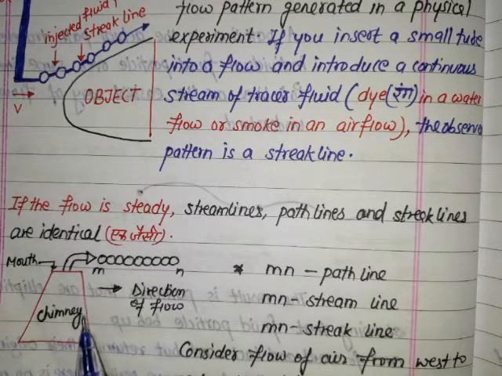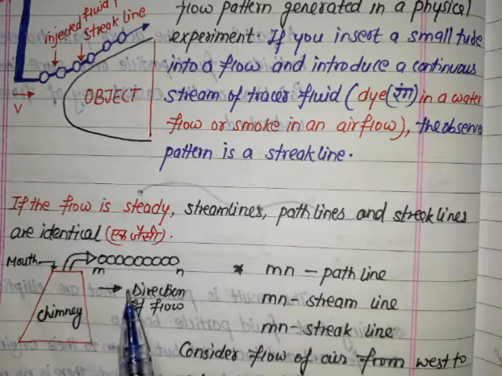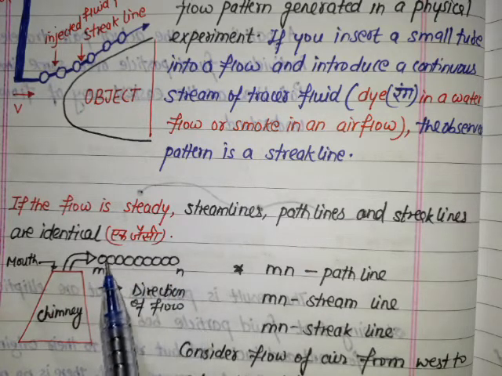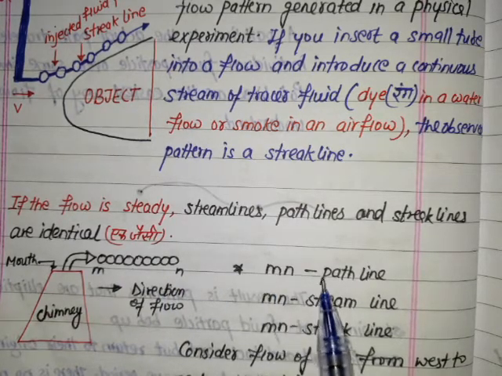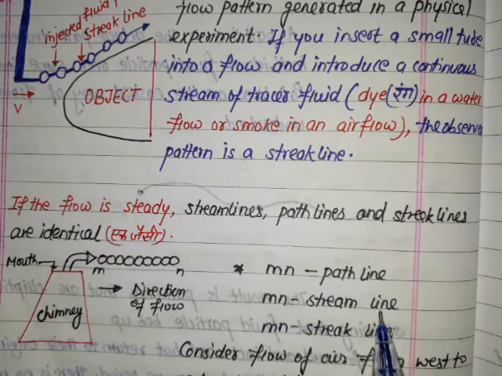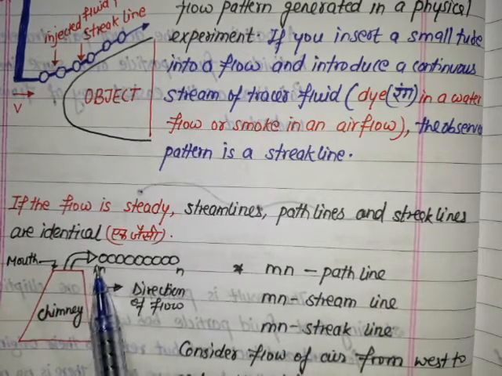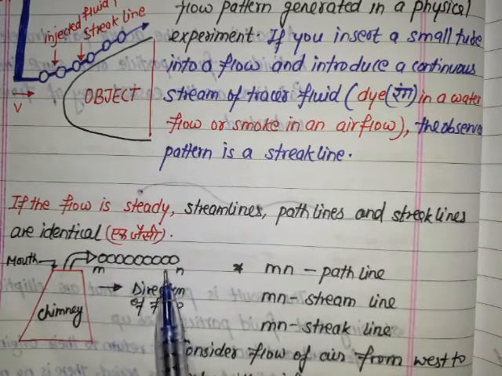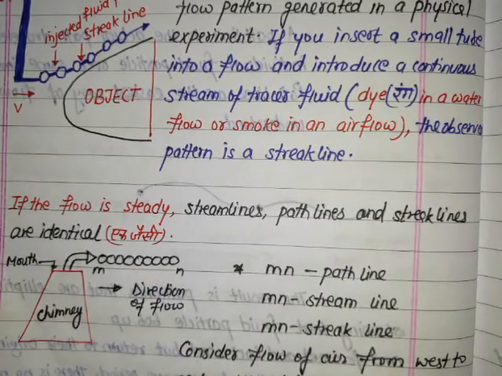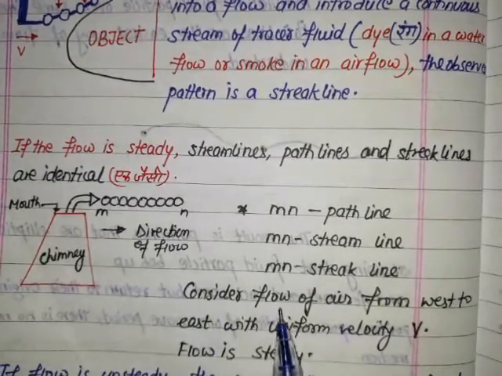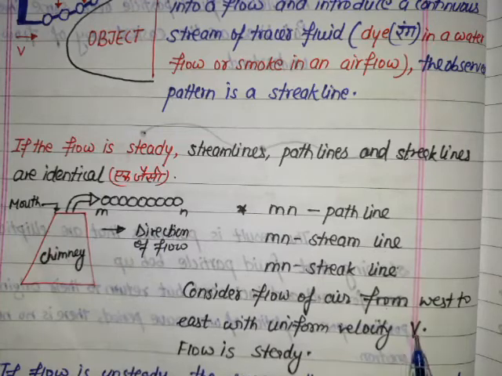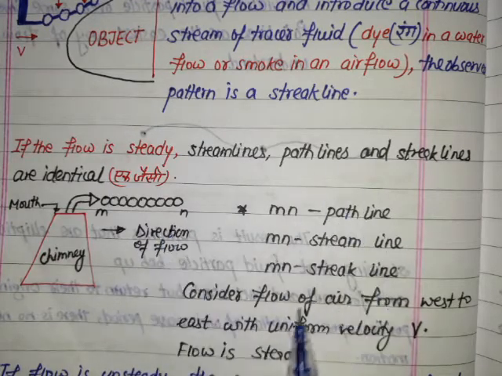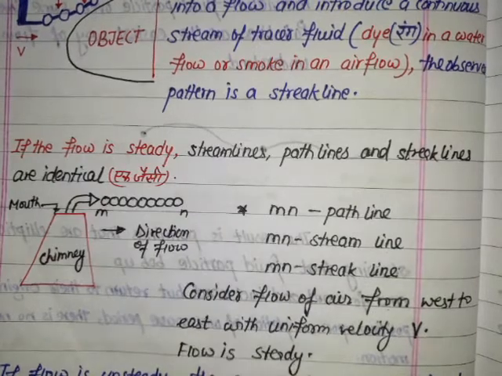So we take an example like here: this is a chimney, this is the mouth of the chimney, this is the initial position, this is the final position, these are the fluid particles, and this is the direction of flow. And here I can say this is the path line, this is the streamline, this is the streak line. So path line, streamline and streak line coincide only when it is a steady flow. Consider flow of air from west to east. So this is the flow from west to east, moving with velocity v, and the flow is steady. So in that case, these lines are identical.